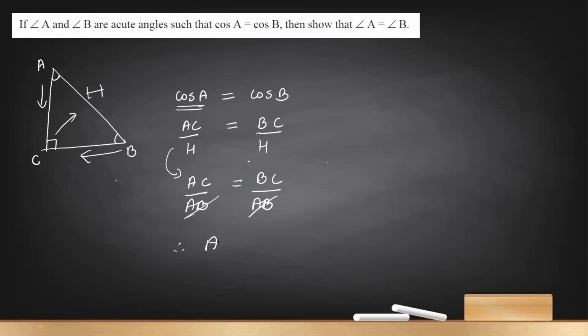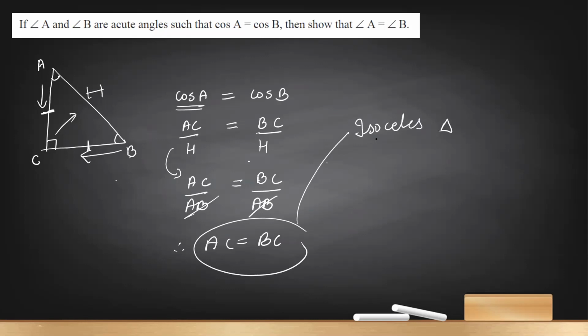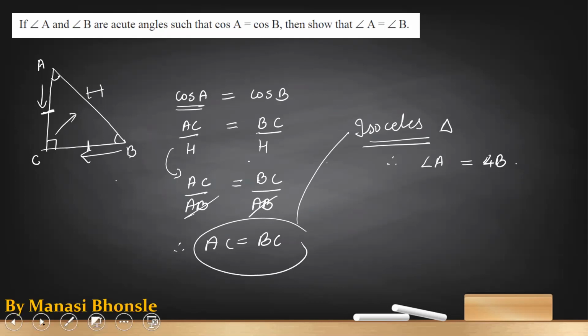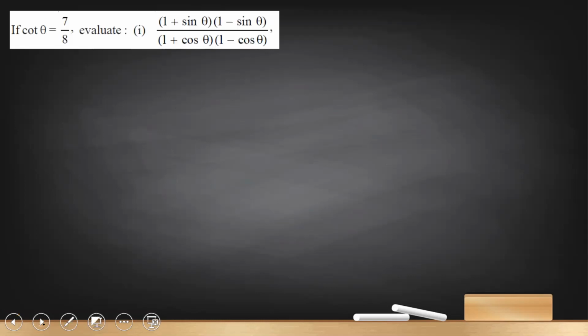And therefore, what do we have? AC is equal to BC. So if AC is equal to BC, this becomes an isosceles triangle. As sides are equal, it is an isosceles triangle, and therefore by the isosceles triangle theorem, the base angles will also be equal. So therefore, angle A equal to angle B, right? Okay. So next question.